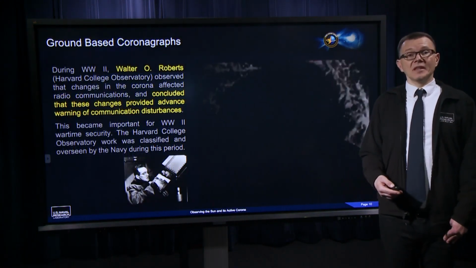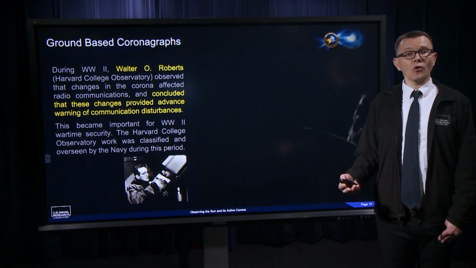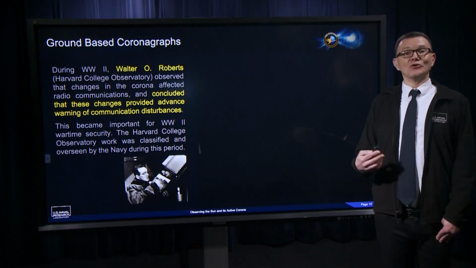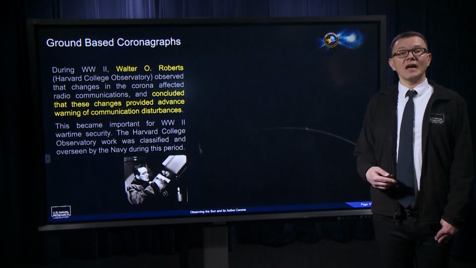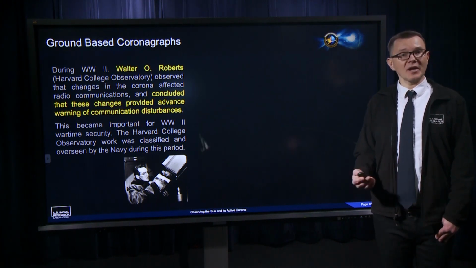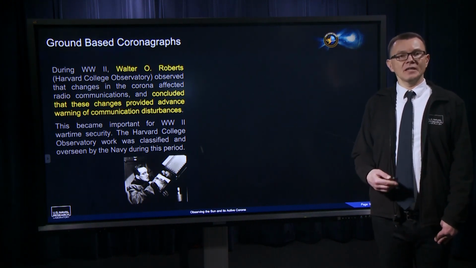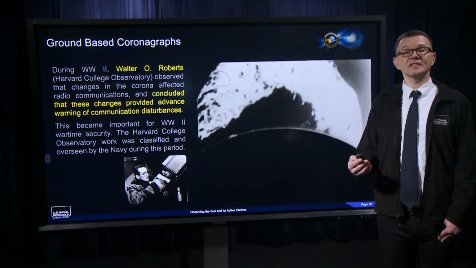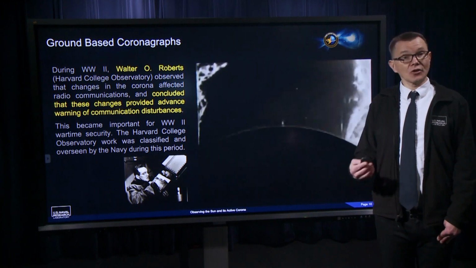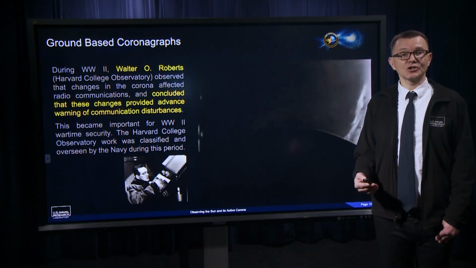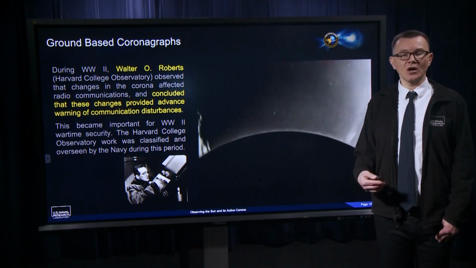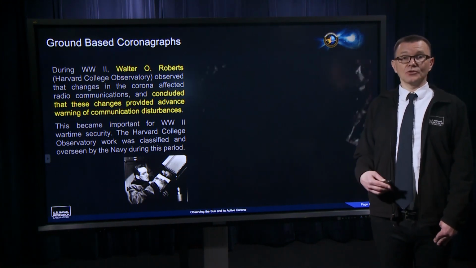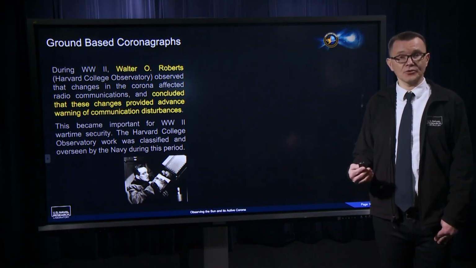Later, in 1940, during World War II, Walter Roberts used LEO's coronagraph at the Fremont Pass near Climax in Colorado. He observed that the changes in the corona affected the radio communications and concluded that these changes could provide advance warning of communication disturbances. This became important during World War II wartime security.